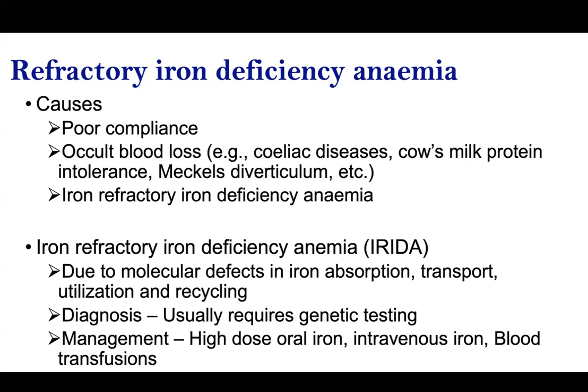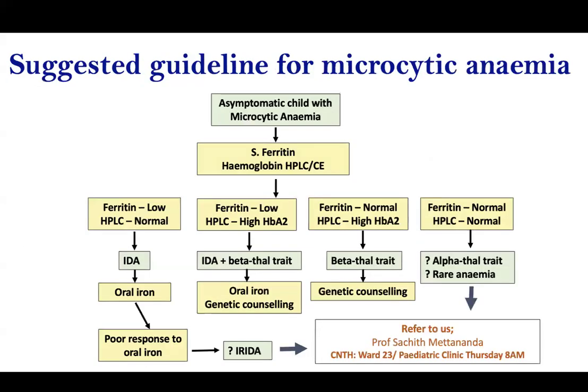So if someone is diagnosed with iron deficiency and you treat with iron, and it does not show a response by hemoglobin, you may try another 1 month. So if it is not responding within 2 months, you have to refer to the pediatrician or a suitable person to evaluate further because it's iron refractory iron deficiency anemia.